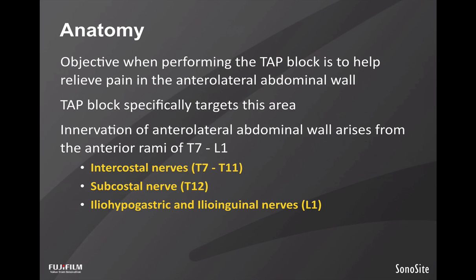So, the objective when performing the TAP block is to help relieve pain in the anterolateral abdominal wall. And that's kind of the overhanging theme and why we would ever perform this block. The innervation of this anterolateral abdominal wall arises from the anterior rami of T7 to L1. When you break down the anterior rami, you have the intercostal nerves, which are composed of T7 to T11, and then you have the subcostal nerve, which is T12, and then the iliohypogastric and the ilioinguinal nerves, which are provided by L1.